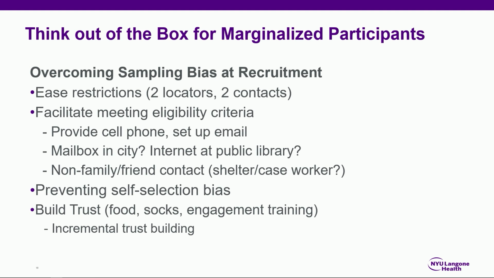And then just thinking out of the box with other contacts. If your study requires that you have multiple locators, and it's best if you do, think about, is there somebody at the shelter? Does this person have a caseworker?